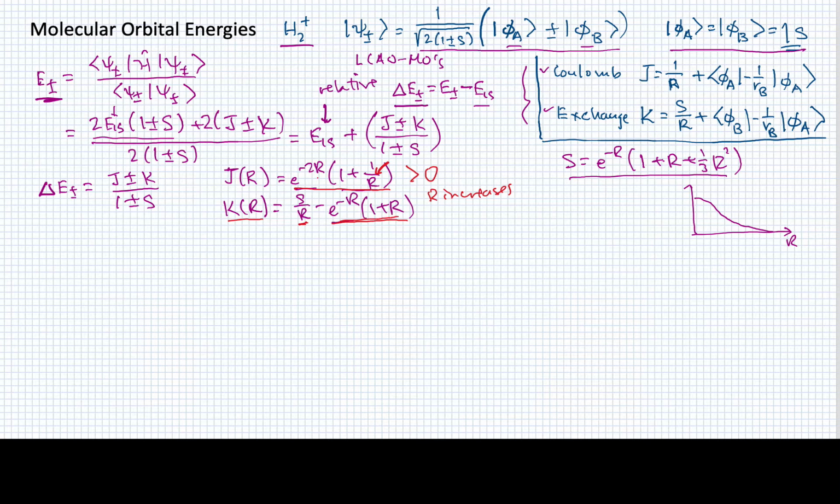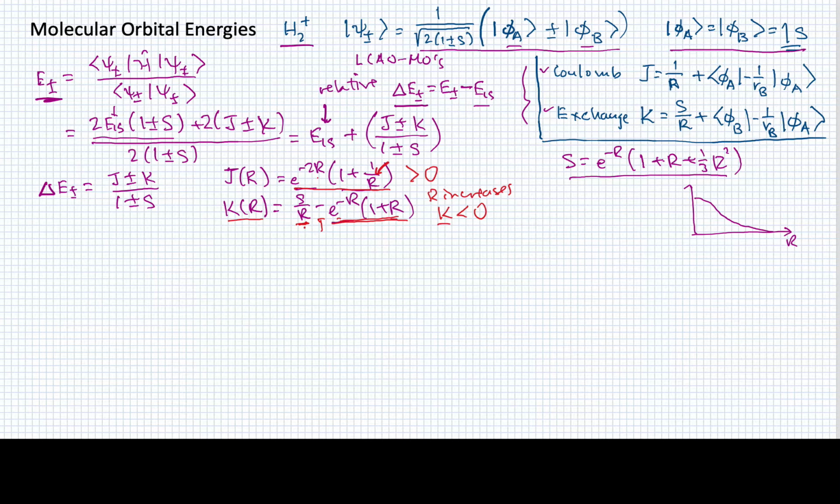This term will eventually be larger in magnitude than this term, but it's got a negative sign in front of it, and everything over here is positive. So as r increases, this term will become less than 0. So k has parts that are both greater than 0 and less than 0. Greater than 0 when r is very small, less than 0 when r is larger.